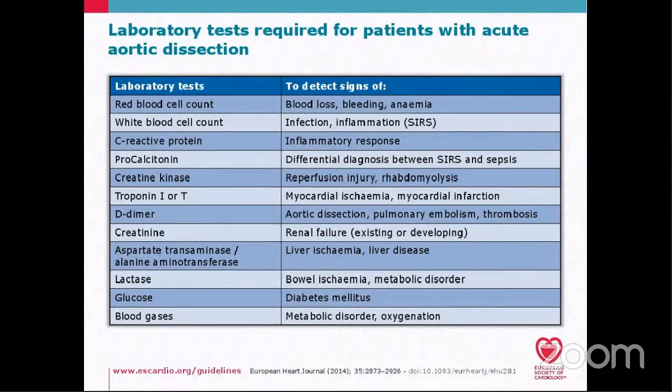So here you need to assess by the D-dimer or whether you need to have conclusive evidence by the imaging procedure. If the patient is stable, you will perform the CT. If the patient is not stable, you can perform the transesophageal echo.